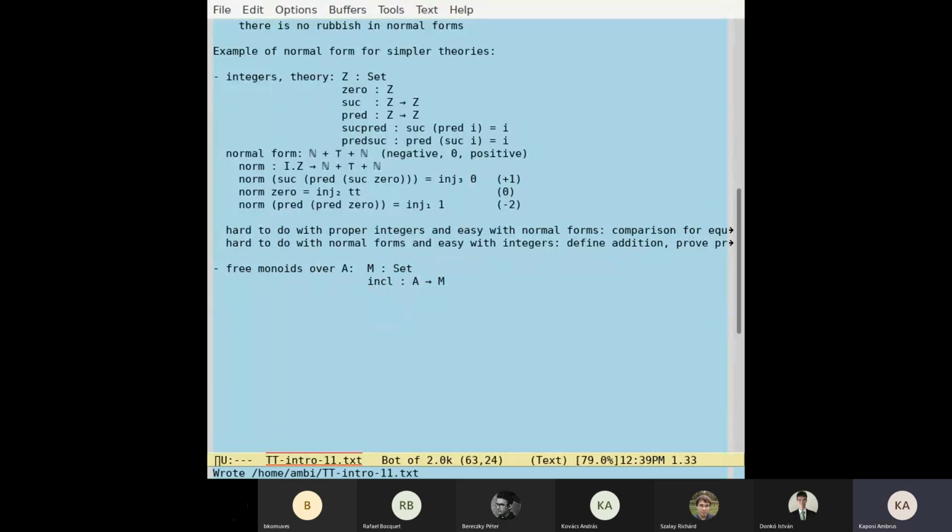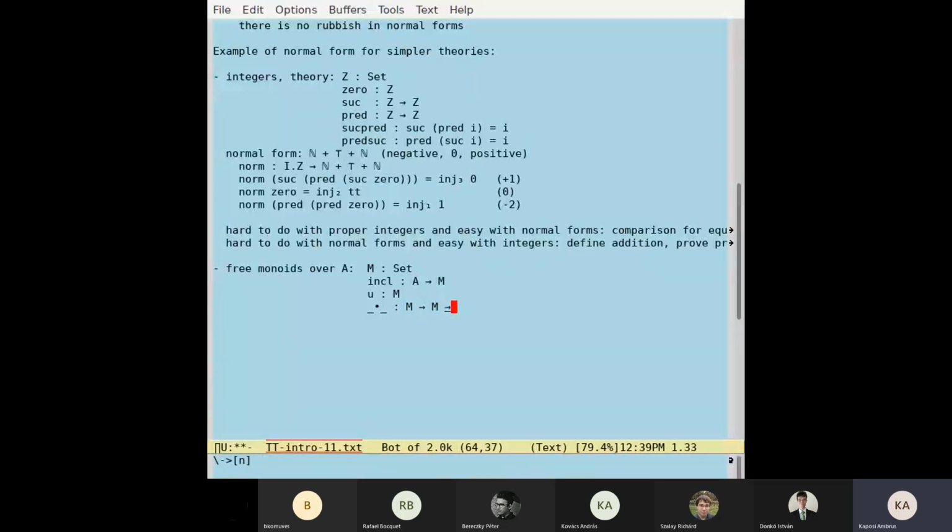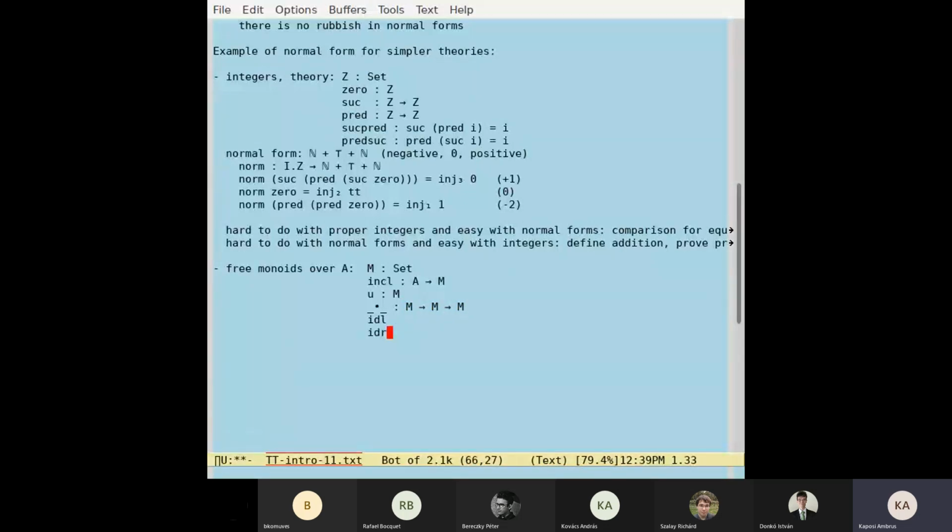Then we have a unit of the monoid. And then we have, I don't know, let's write a dot, which is the monoid operation. And we have left identity, right identity, and associativity, right? So we know that unit times anything is the same as this, x times u is the same as this, and then we have some associativity, right? Okay. This is the free monoid.